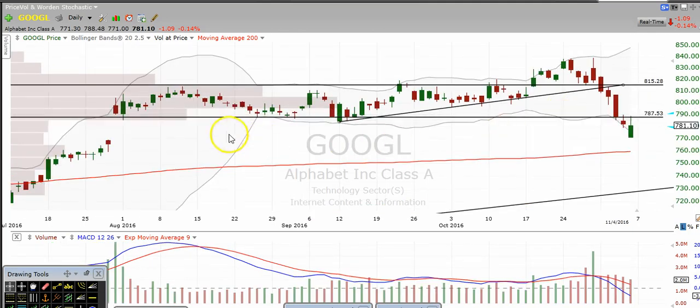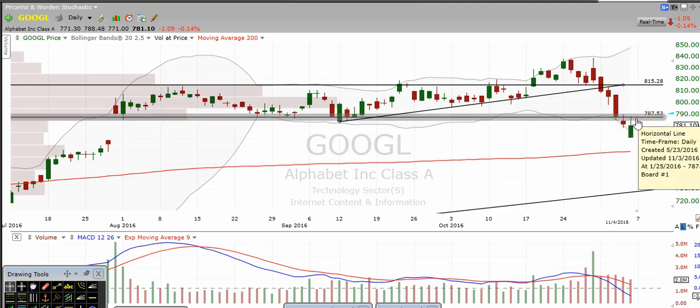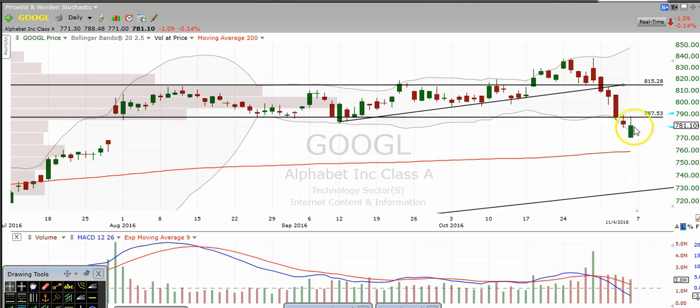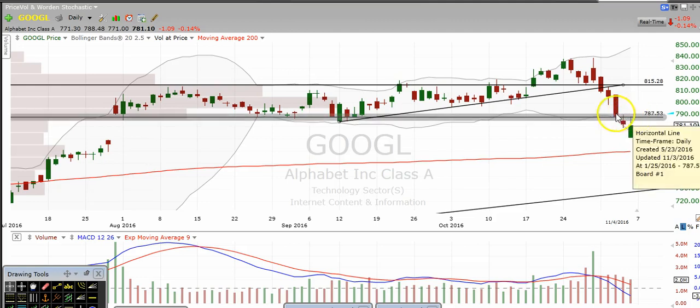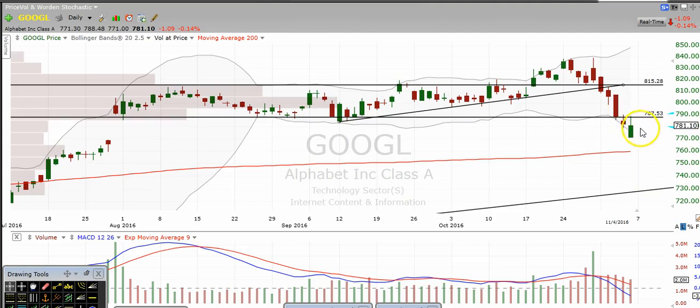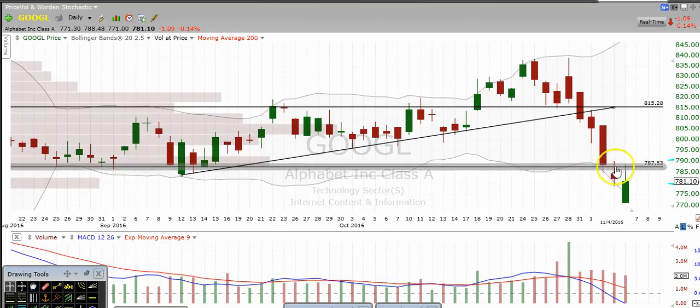Another thing to mention here is that we broke below this support level that we've had for a while. We tested it on Wednesday's action and then closed below it Thursday, came back up, and retested it on Friday. So it looks like Google still has some downside left in it because of this additional close below this support. So you can use this level as resistance, about 787, 788 is that level right there.